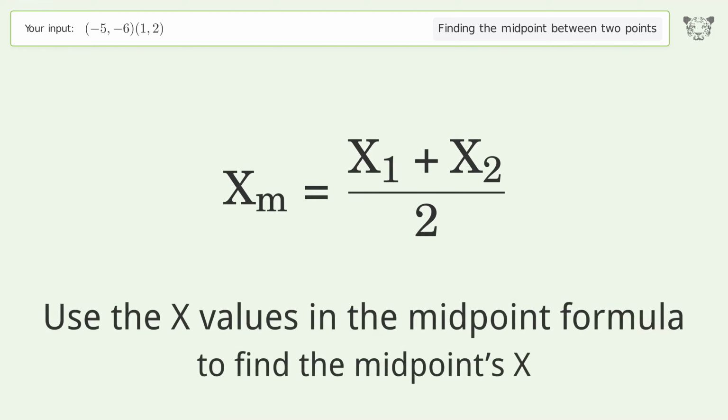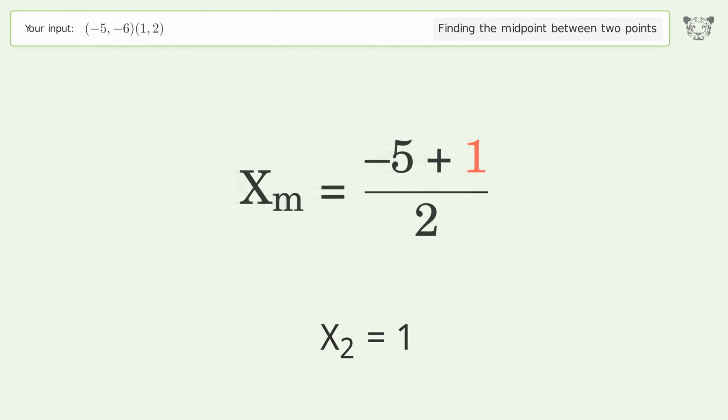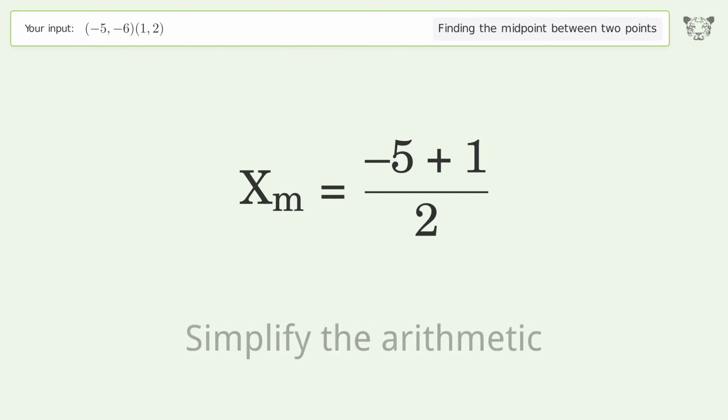Use the x values in the midpoint formula to find the midpoints x. x1 equals -5. x2 equals 1. Simplify the arithmetic.